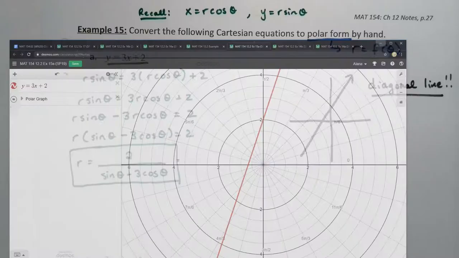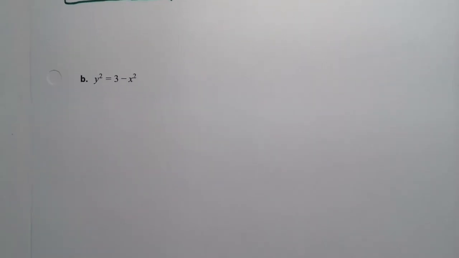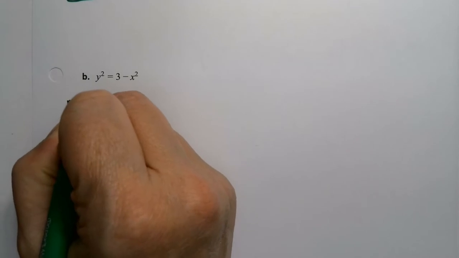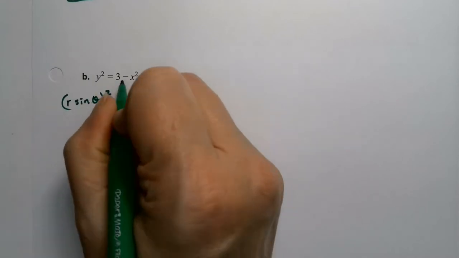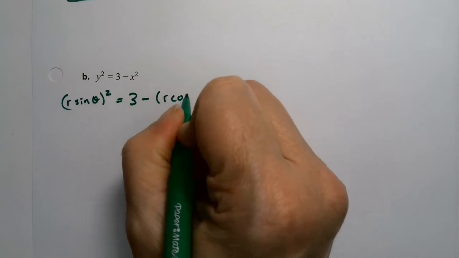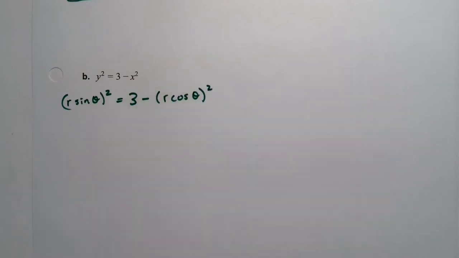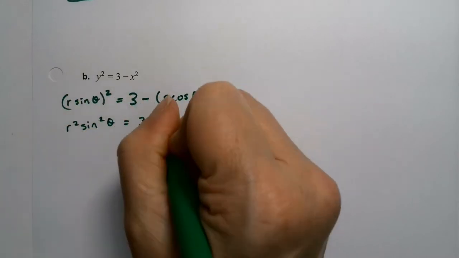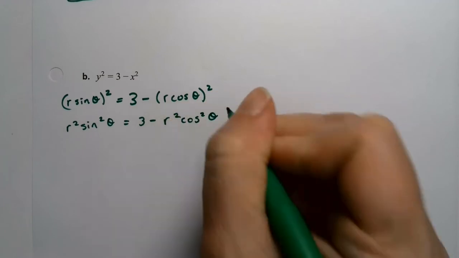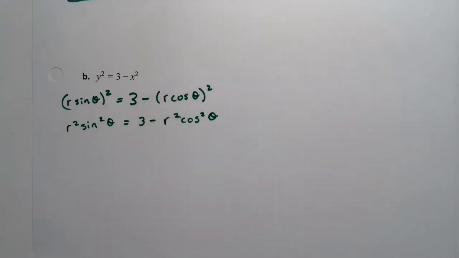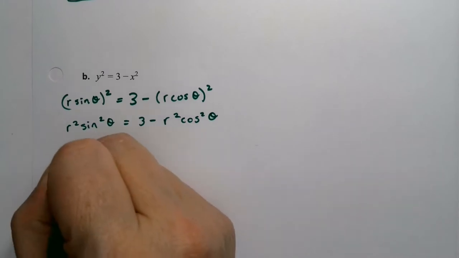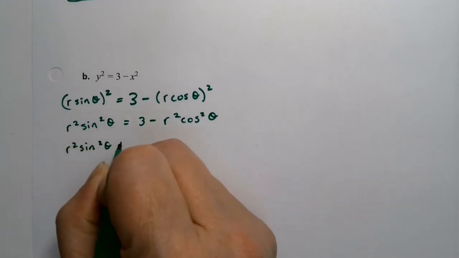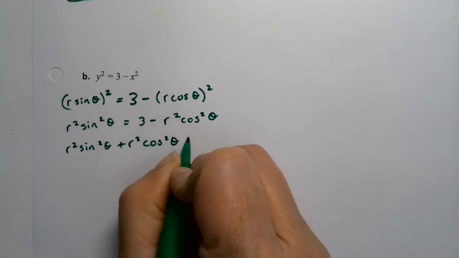All right. Now what about y squared equals 3 minus x squared? Okay, so y squared would be r sine of theta squared equals 3 minus r cosine of theta squared. All right, so that's r squared sine squared of theta equals 3 minus r squared cosine squared of theta. Remember, you're trying to get r by itself. So I need to add this r squared over here. So r squared sine squared of theta plus r squared cosine squared of theta is equal to 3.